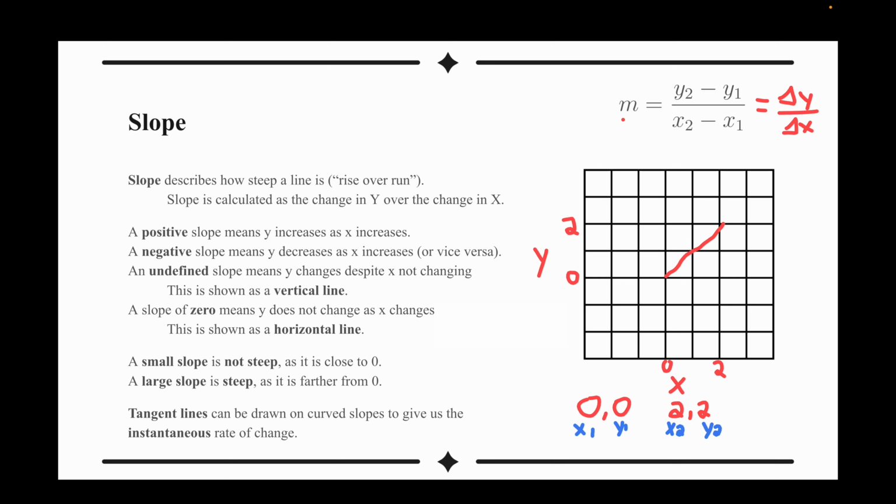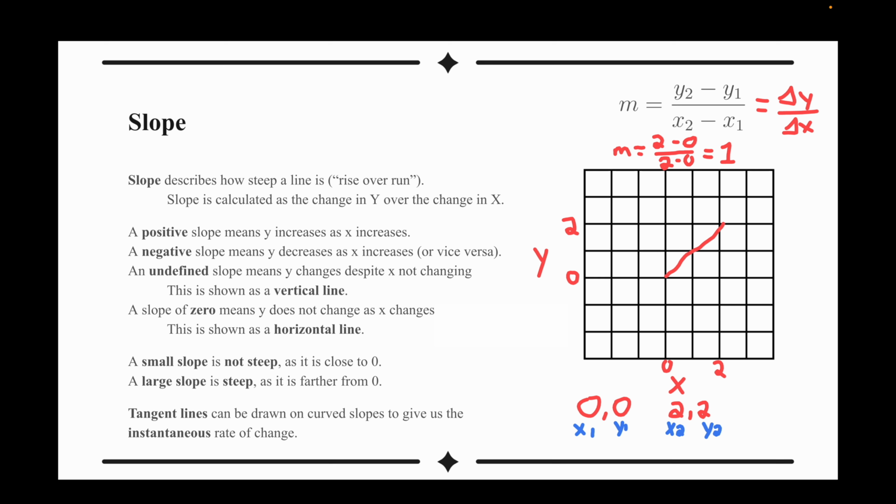If we plug this into our equation to solve for slope, we get m equals 2 minus 0 over 2 minus 0. Simplifying this, we get 2 over 2, which means our slope is 1. And that makes sense intuitively. We can see that every time we go 1 square in the positive direction on the x-axis, we also go up 1 square in the positive direction on the y-axis. So the slope of this is positive 1.